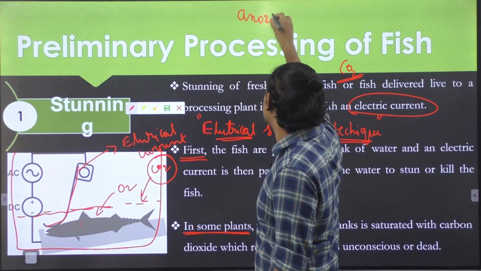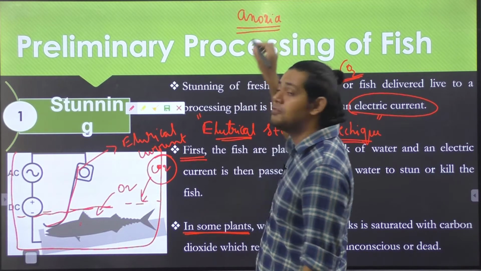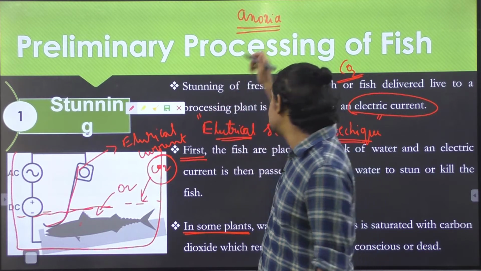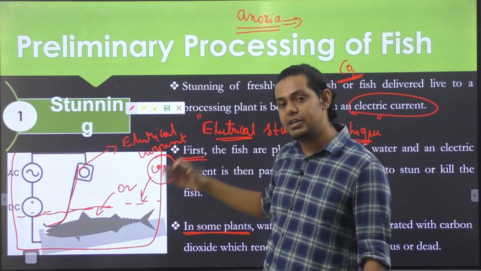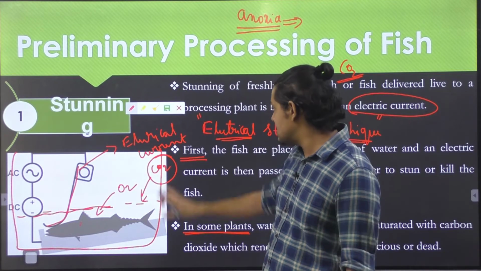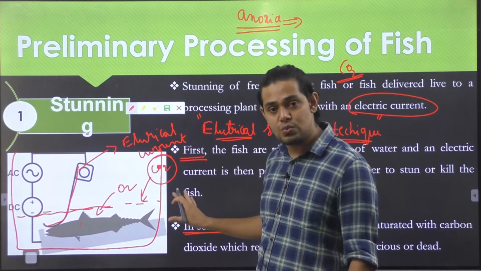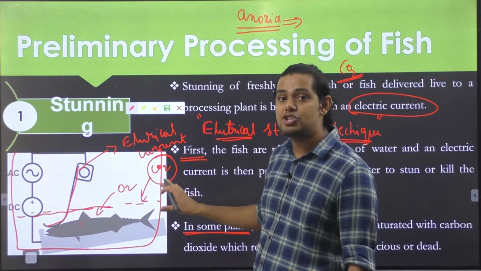That means there will not be enough oxygen supplied to the cerebrum or to the brain. So in turn, what is happening? The animal will be rendered to an unconscious state. So this is about the stunning technique which is widely practiced in a fish processing plant.